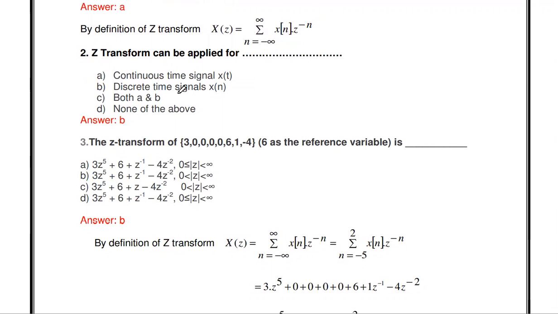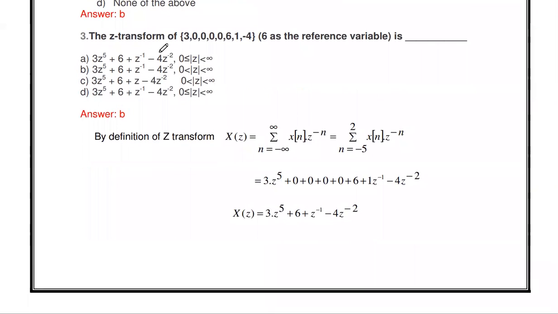Continuous time signal, discrete time signal, both A and B, none of the above. Z-transform and DTFT can be applied only for the discrete time signal. To analyze a continuous time signal, we have to use either Laplace transform or Fourier transform. To analyze a discrete time signal, we use the DTFT, discrete time Fourier transform, and one more is the Z-transform. So B is the answer.